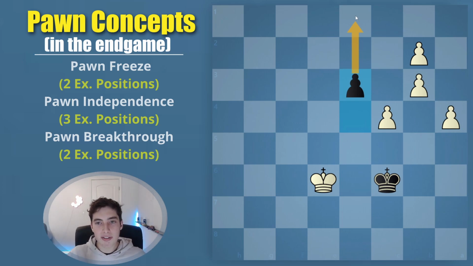So these are 3 very basic but very critical pawn concepts to know. I think if you apply them to endgames, you're going to already be better at evaluating who's doing better and who's winning.